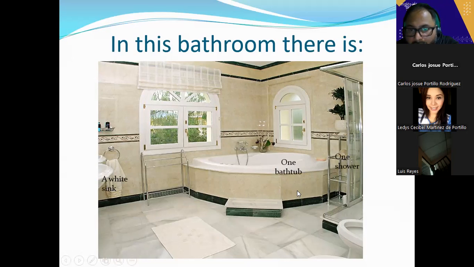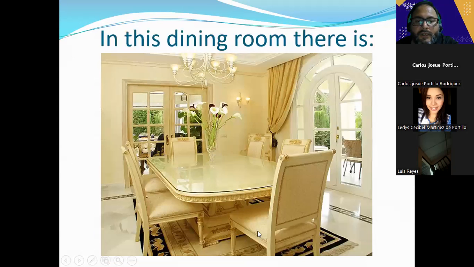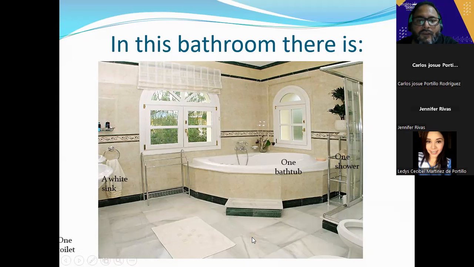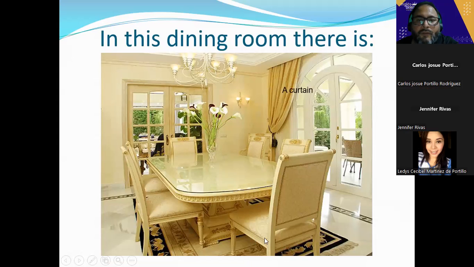Then we have a shower. One shower. There is, right? One toilet. There is. Now let's look over here. What about this one? A curtain. There is. There is a curtain.